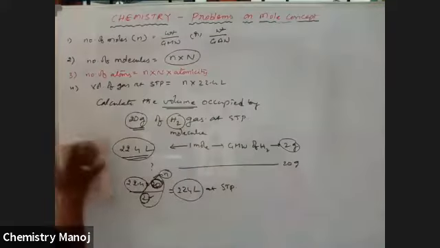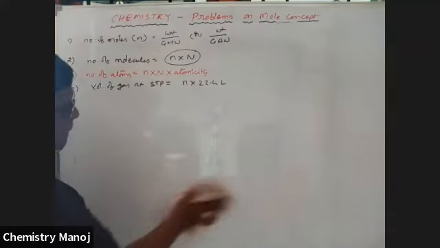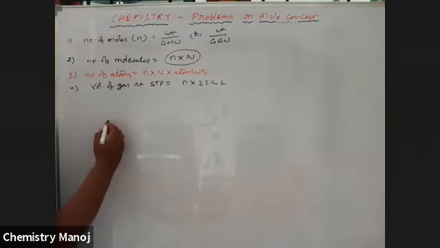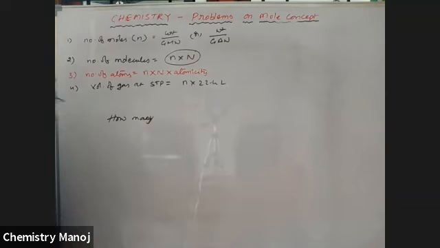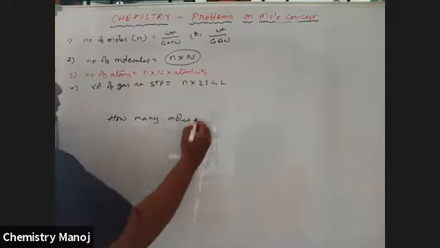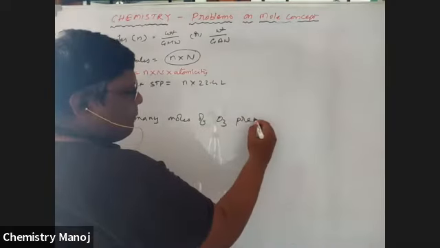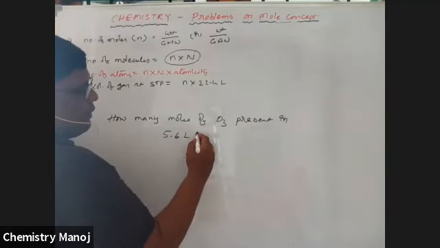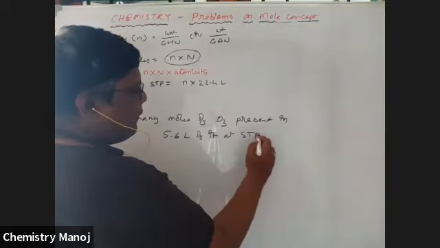Now, how many moles of ozone are present in 5.6 liters of it at STP?